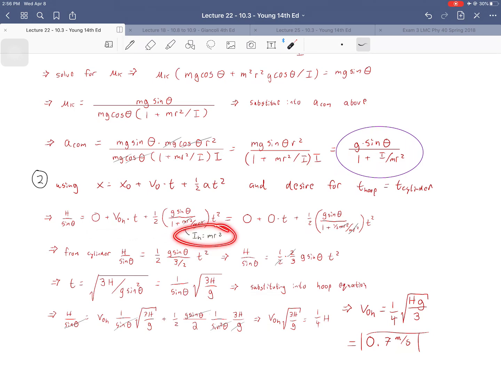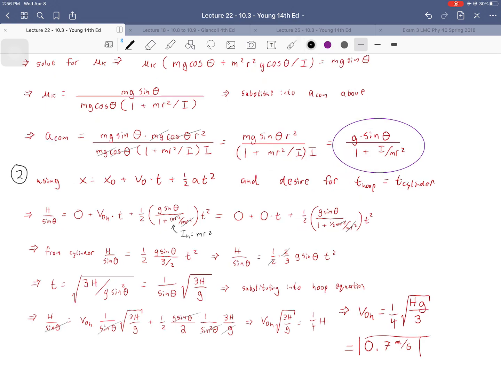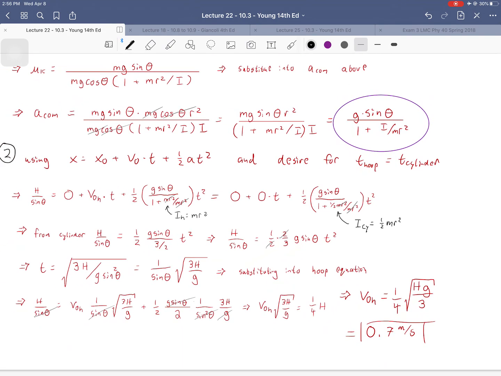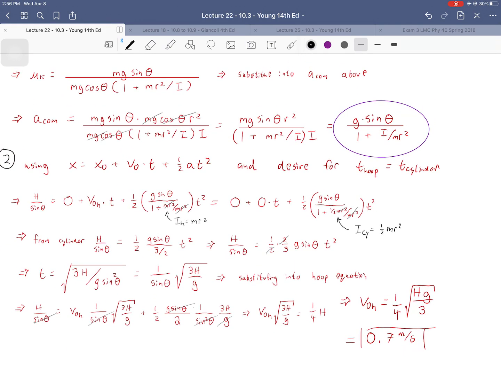And so that's my x, because that's just the length of the ramp, just like in example 1. And then this equation right here would be for the hoop, which is why I have the moment of inertia of the hoop. The next one over, I wrote it all in one line, this would be the moment of inertia of the cylinder, right? So this one right here is I cylinder, which is 1/2 mr squared.